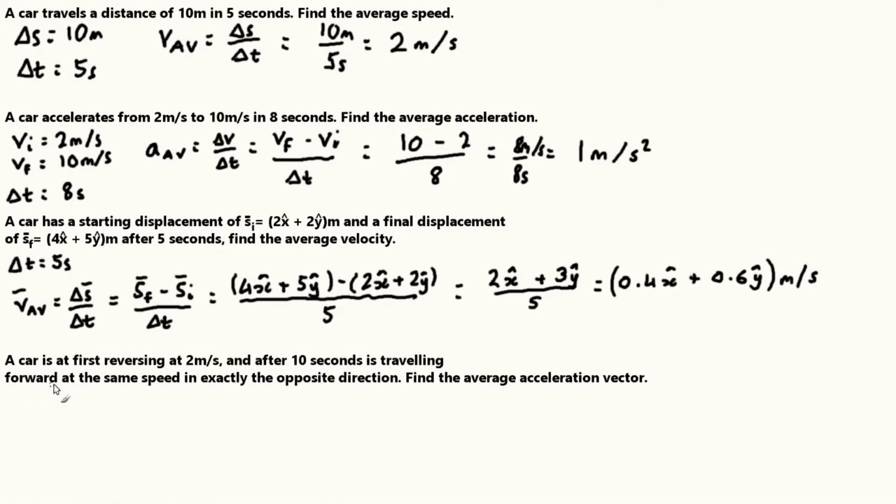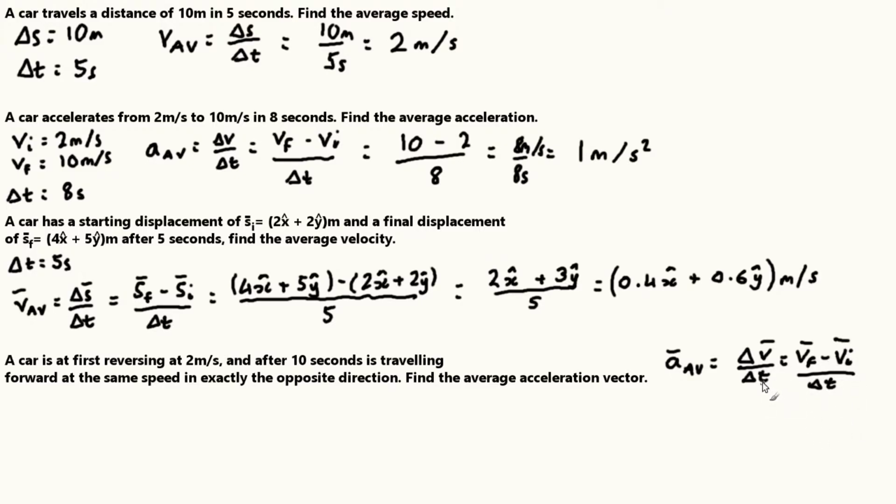We know that a car is first reversing at 2 meters per second, then after 10 seconds it's travelling forward at the same speed in exactly the opposite direction to the reversing. And we need to find the average acceleration vector. Let's start off by writing down our average acceleration vector, which is equal to the change in velocity over the change in time, which is also equal to the final velocity minus the initial velocity over the change in time.